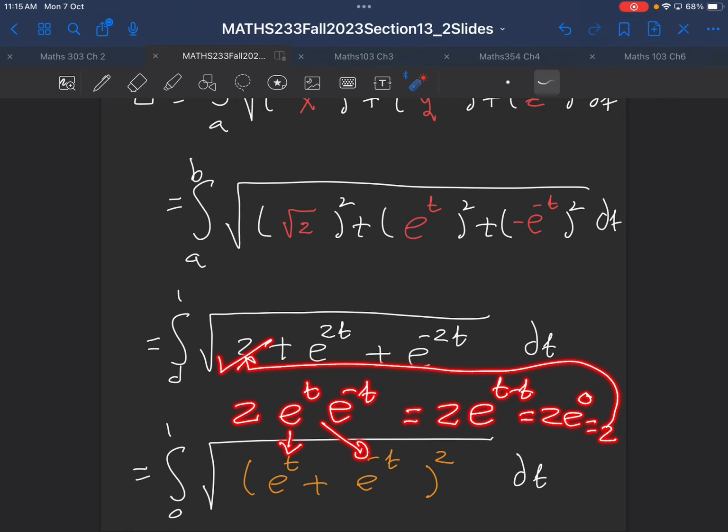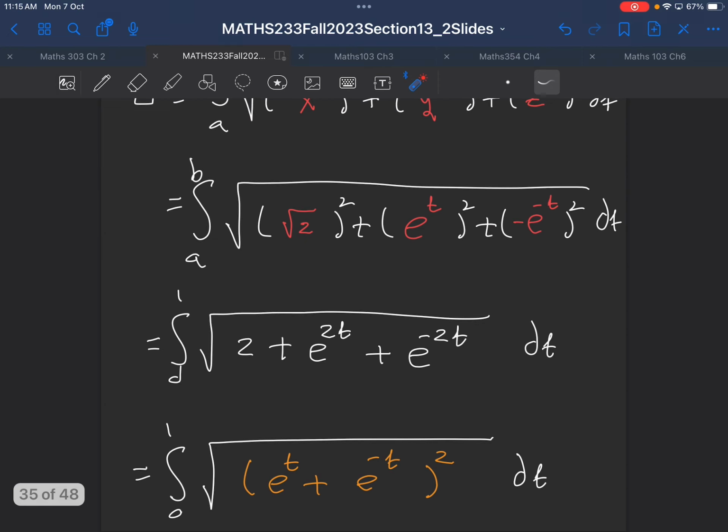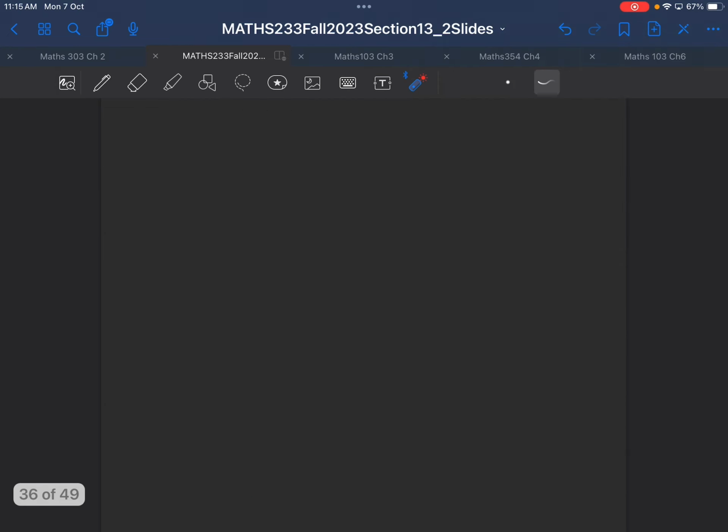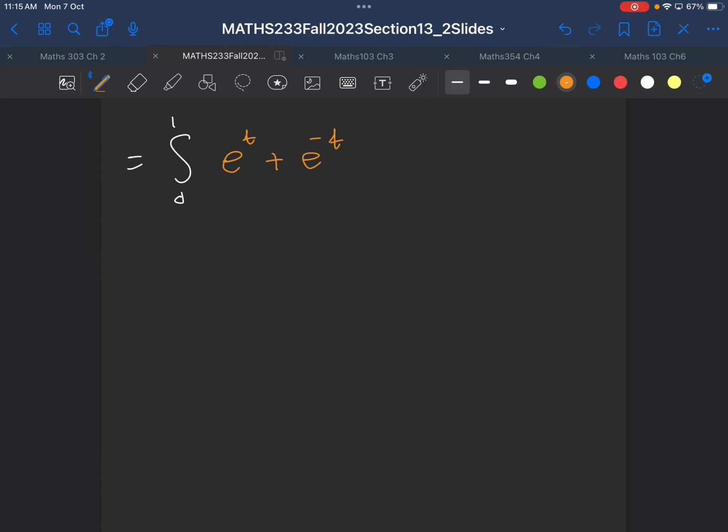Now, why did I do this? Square root with square, the next step would be just an easy step, because they will cancel each other. So you will get the integral from 0 to 1. If they cancel each other, I will just end up with this one and negative this one. Again, I'm back to the usual one variable calculus. I can do the integral directly. The integral of e^t is e^t. The other one will be negative e^(-t), from 0 to 1.